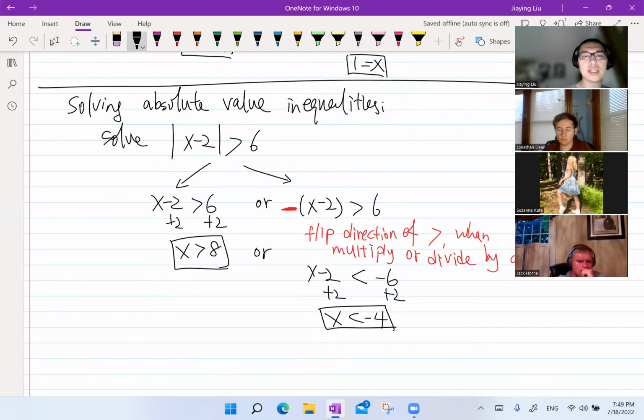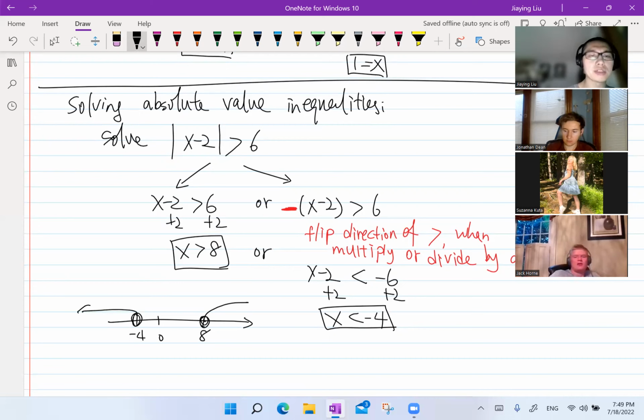And if we look at the solution on the number line, greater than 8 is here. It's greater than 8, so it does not include 8. So we put a circle there. And for less than -4, -4 is here, 0 is here. Again, it's going to be a circle because we don't include -4. So that's the graphical representation of the solution.